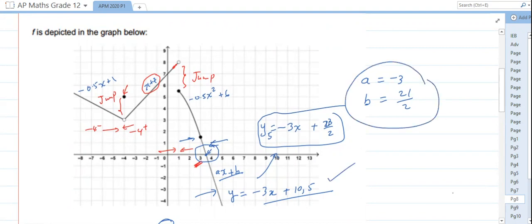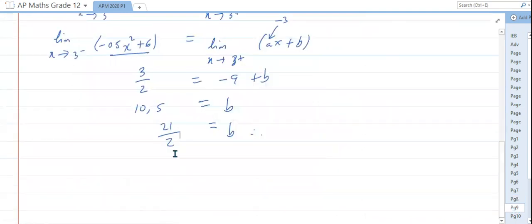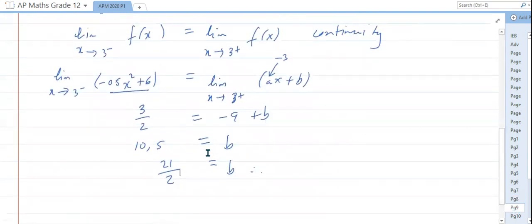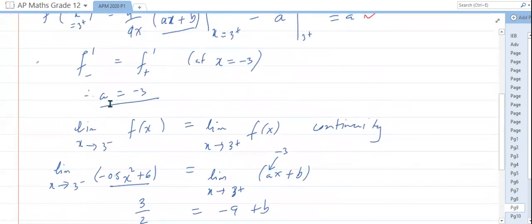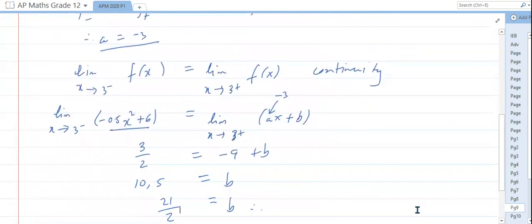So going back, it's good to check your answer. So we have b as 10.5 and the value of a as minus 3, which is the correct solution.